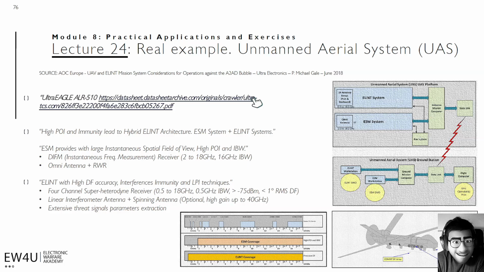Integrating ESM systems on ELINT systems for improved probability of interception and immunity. Attached is a derived basic schematic describing each system and each sensor, as well as the mission computer, navigation system, and data link towards the ground station and respective workstations. Moreover, at the right bottom, a preliminary location of these systems is shown.